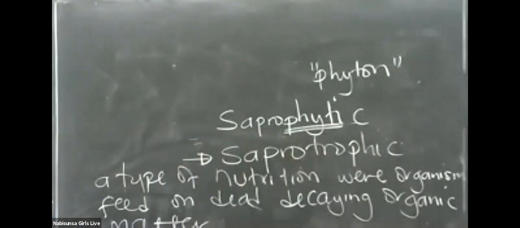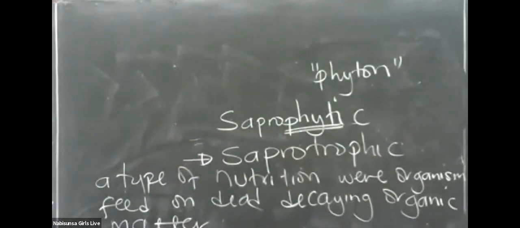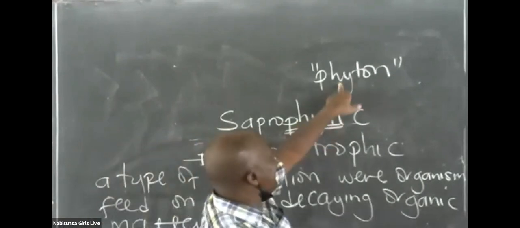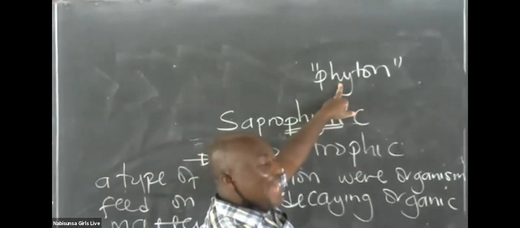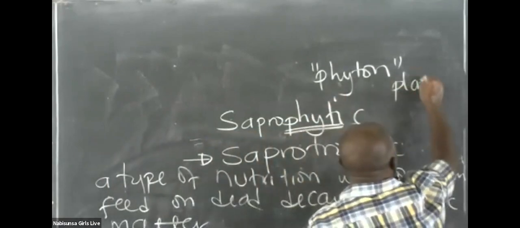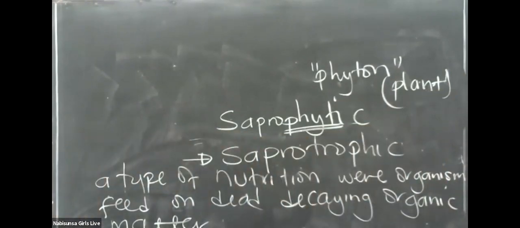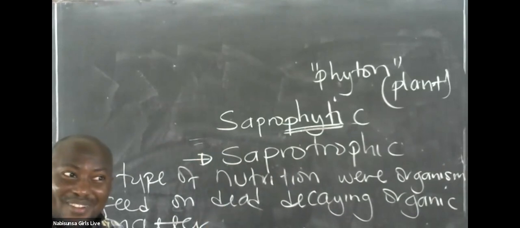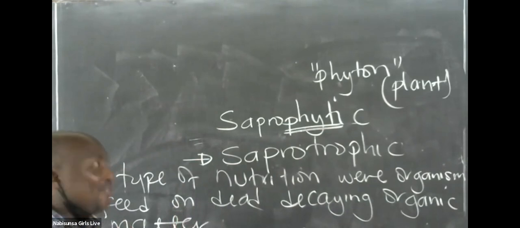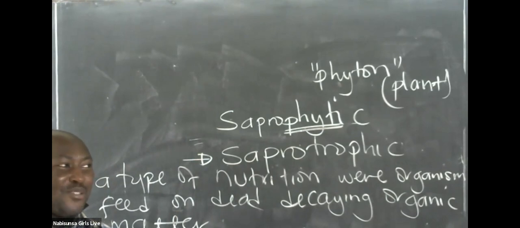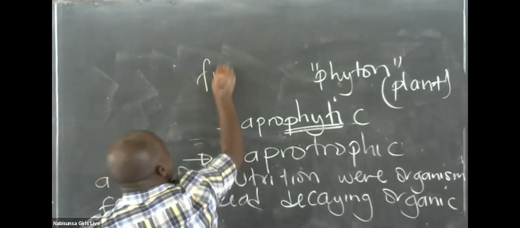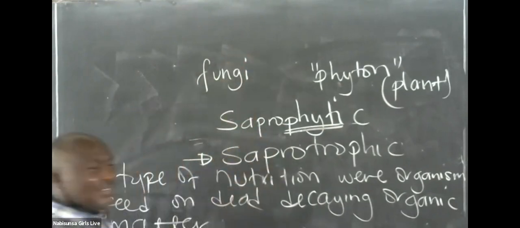Now, don't say the guy is teaching us a lot of biology. But this word phyton means a plant. So if you recall how Asimwe defined it, she talked about mushrooms. If we move back to classification, mushrooms belong under this kingdom. They are fungi.